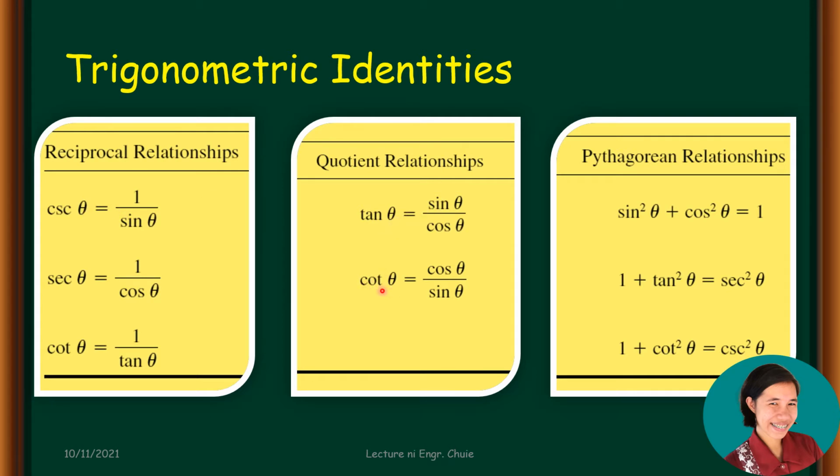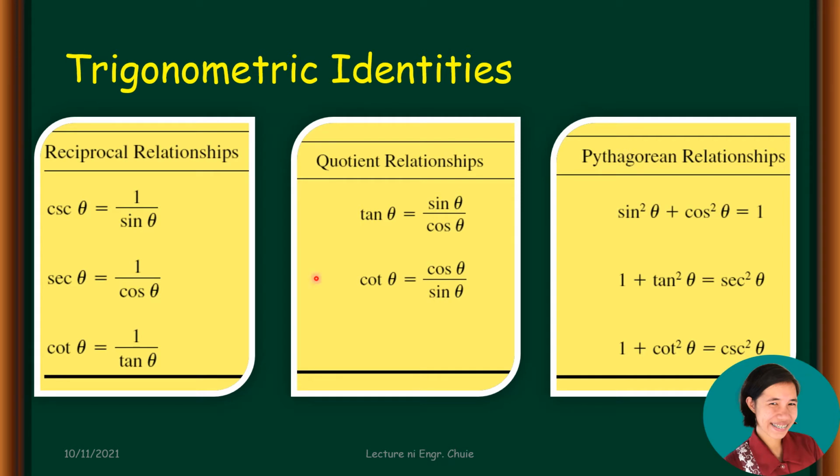We have also cotangent theta. Since this is adjacent over opposite, the adjacent is cosine theta and the opposite is sine theta. If you examine tangent and cotangent, we just interchange sine over cosine. Since cotangent is the reciprocal, we just reverse it: cosine over sine. So take note that sine over cosine is for the tangent and cosine over sine is for the cotangent. We just interchange them since tangent and cotangent are reciprocals.